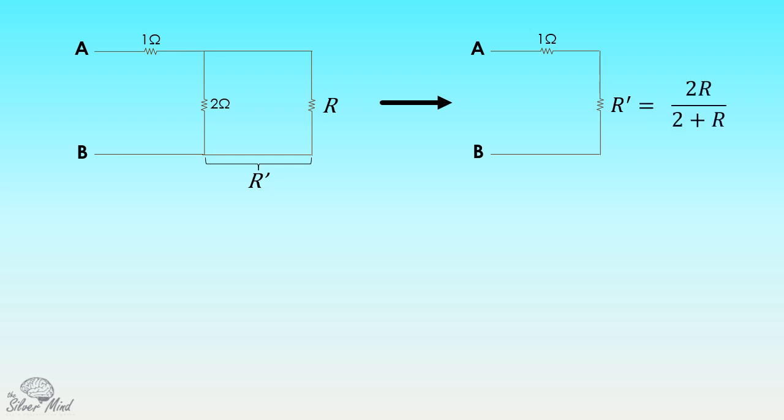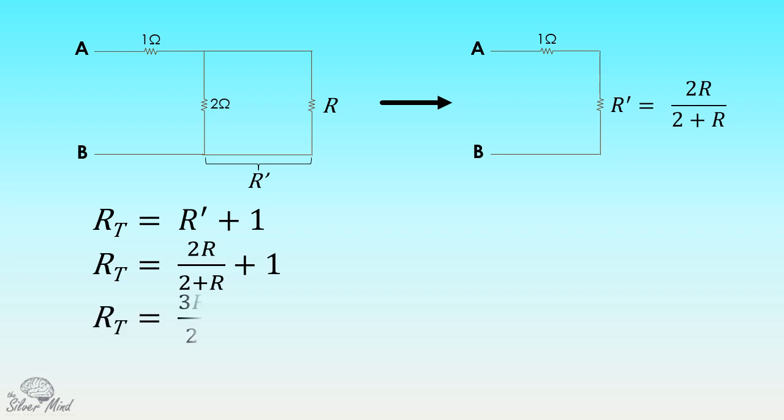Now in this figure, 1 ohm resistor and R dash resistor is in series connection. Therefore, we can find their total resistance by adding their resistances. Then, total resistance equals to R dash plus 1. Now, substitute R dash with its value in terms of R. Then we have total resistance equal to this.